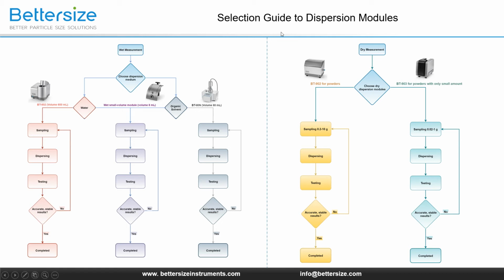This is a selection guide to all dispersion modules. If you go with wet measurement, follow the left decision tree. If you go with dry measurement, follow the right decision tree. They can help you find the best module for your measurement. By means of modular design, the Betasizer 2600 flexibly meets your needs for sample measurements.